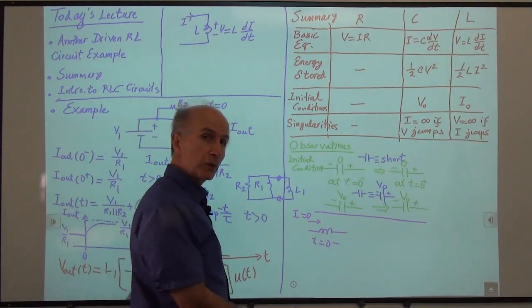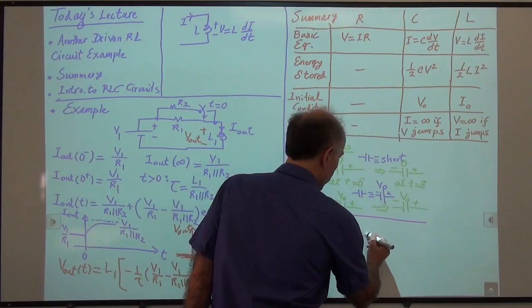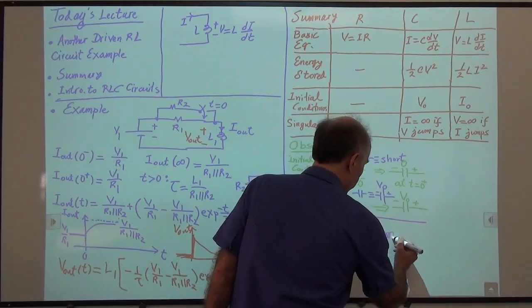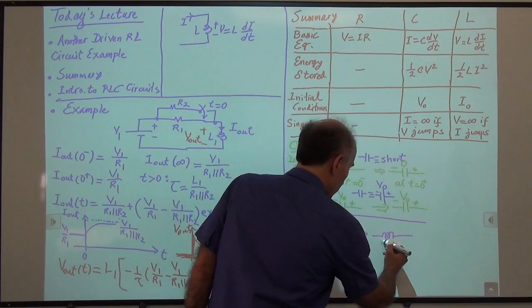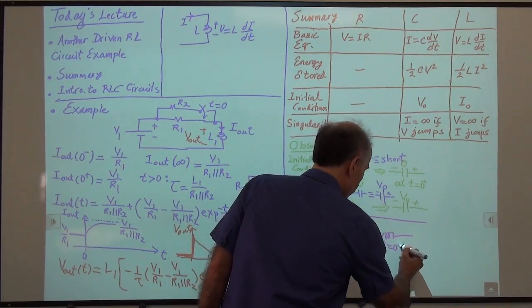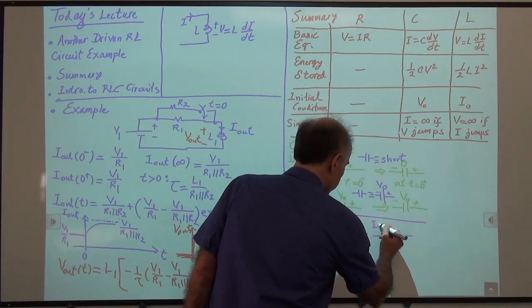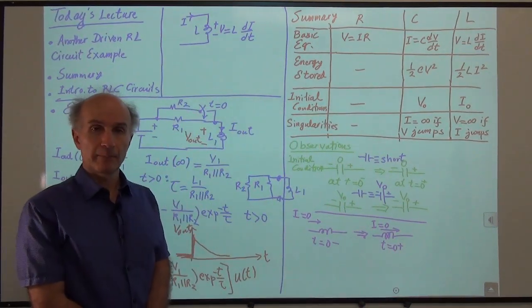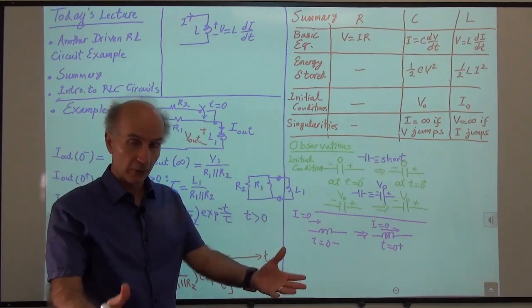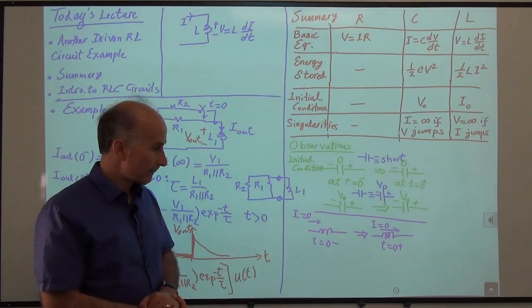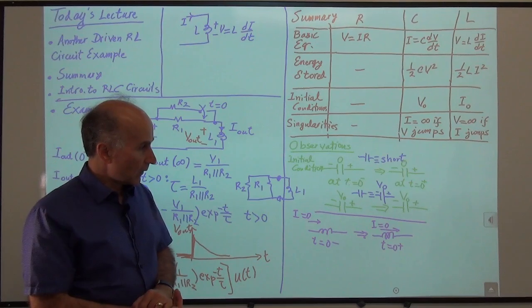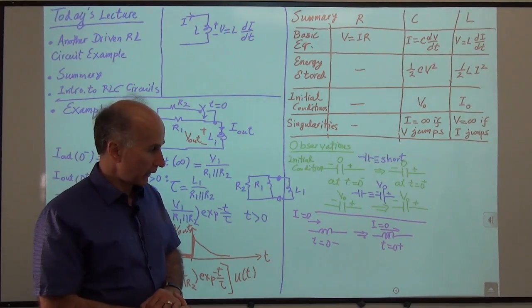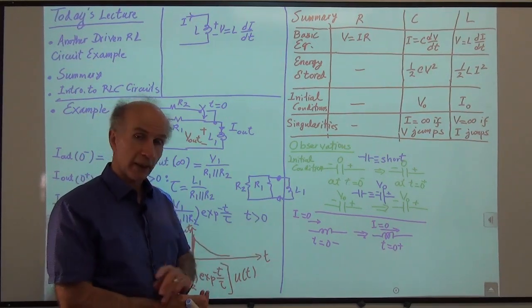So I go to time 0 plus, and I am assuming that the circuit cannot have an infinite voltage available for the inductor. So at time 0 plus, the current is still 0. Right? The current through the inductor cannot jump, if you don't have an infinite voltage available. Okay, so how can I model this inductor in this short time period?